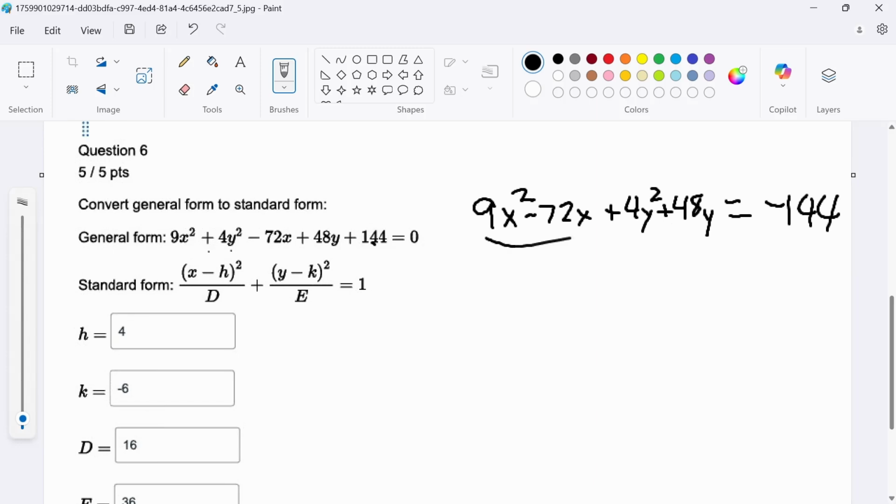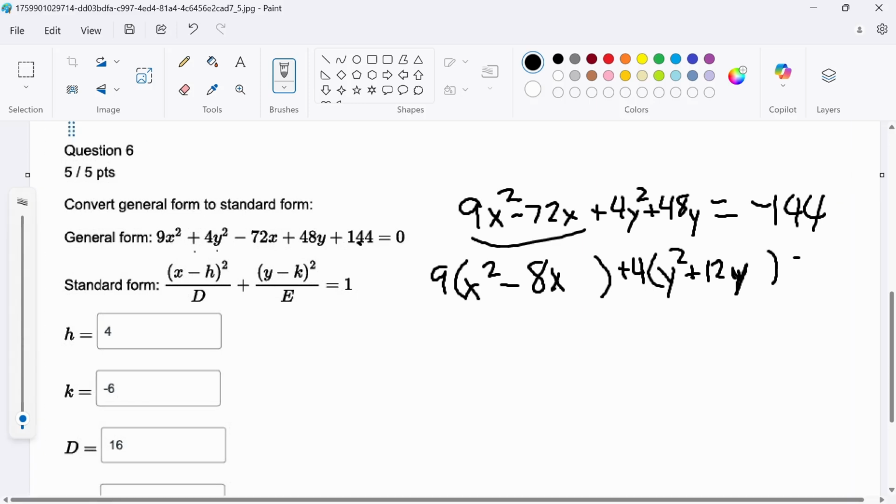Okay, then I'm going to divide this by 9. 9 times x squared, 9 times negative 8 is negative 72, minus 8x, I'm going to leave a space. And this is plus 4, and that's going to be y squared. 4 times 12 is 48. It's supposed to be a y. I'll leave a space. I need even more room.